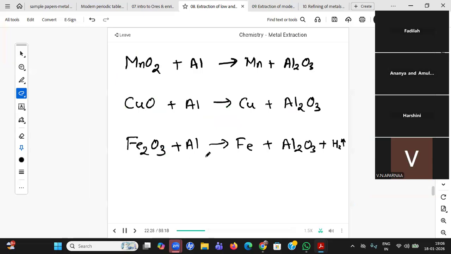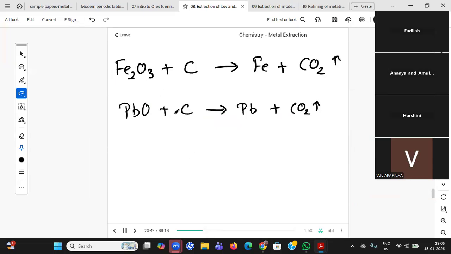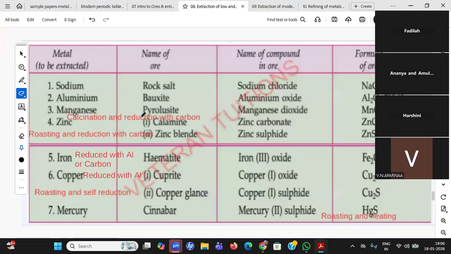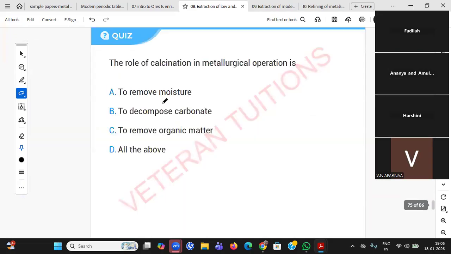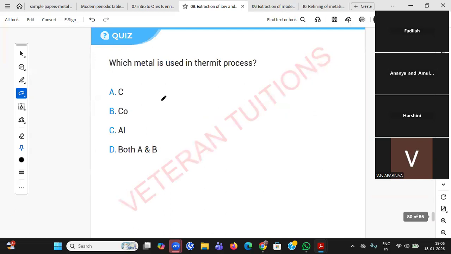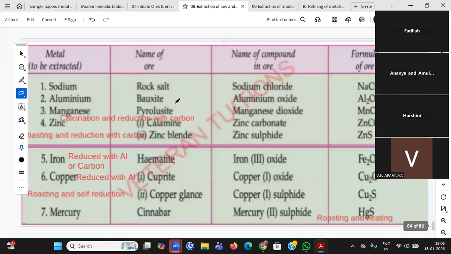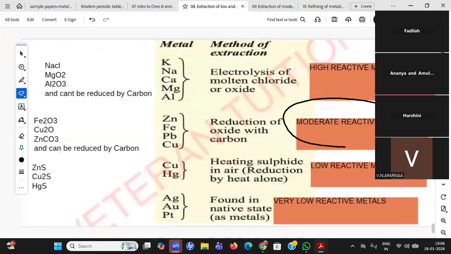You see, aluminum we have done, copper oxide we have done, manganese oxide we have done. You can use carbon also with them. Carbon also you can use for reduction. So in that way we have finished the low reactive materials, and the moderate reactive materials also we have finished.